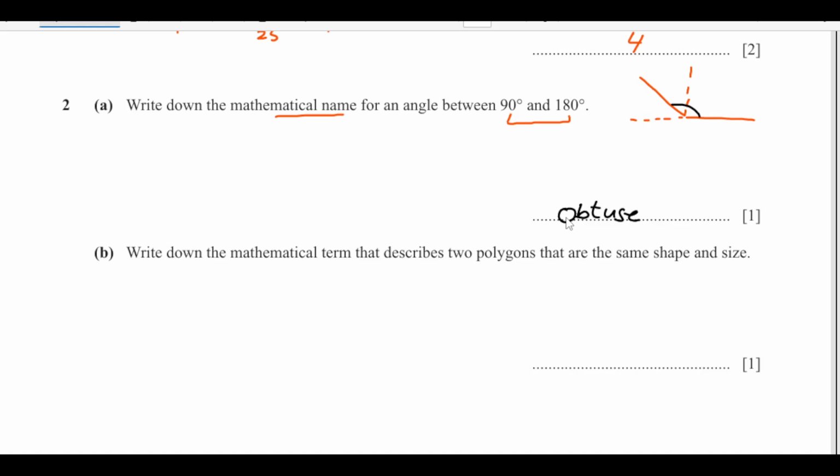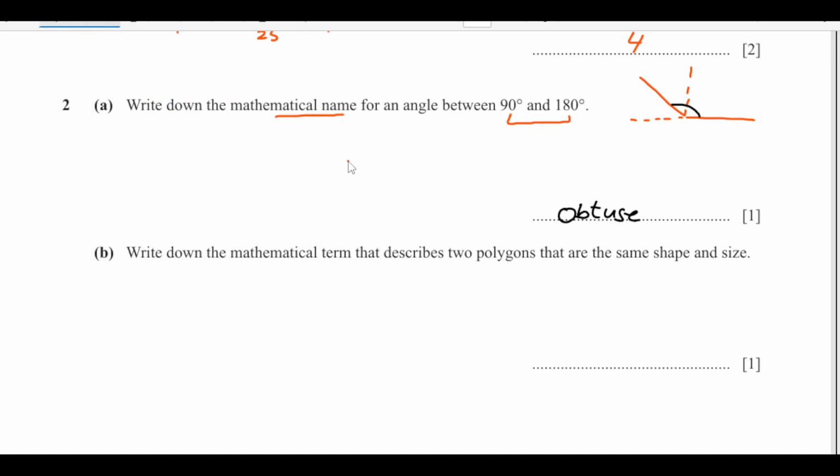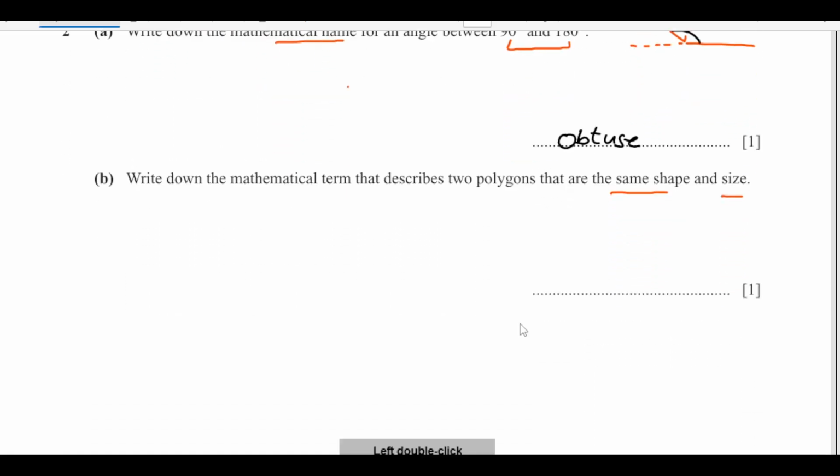Right? Now write down the mathematical term that describes two polygons that are the same shape and size. So if we have the same shape and same size, these kinds of shapes are called congruent. Sorry, spelling mistake. Congruent shapes, right?